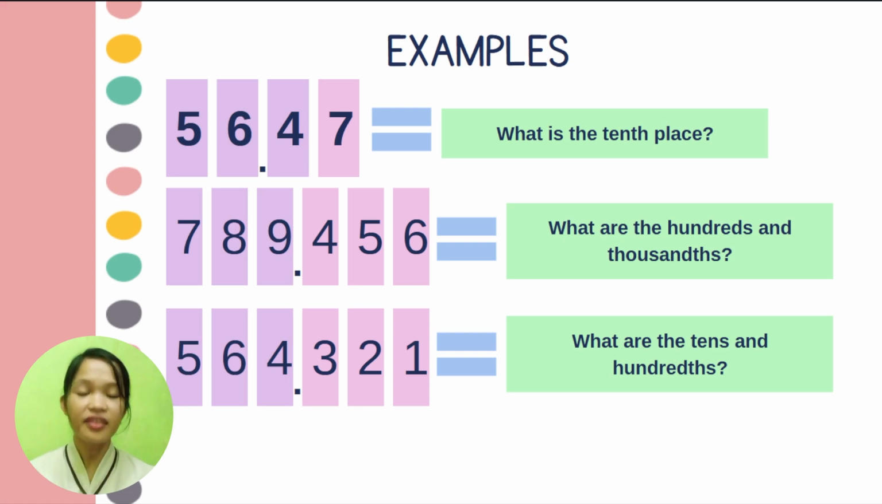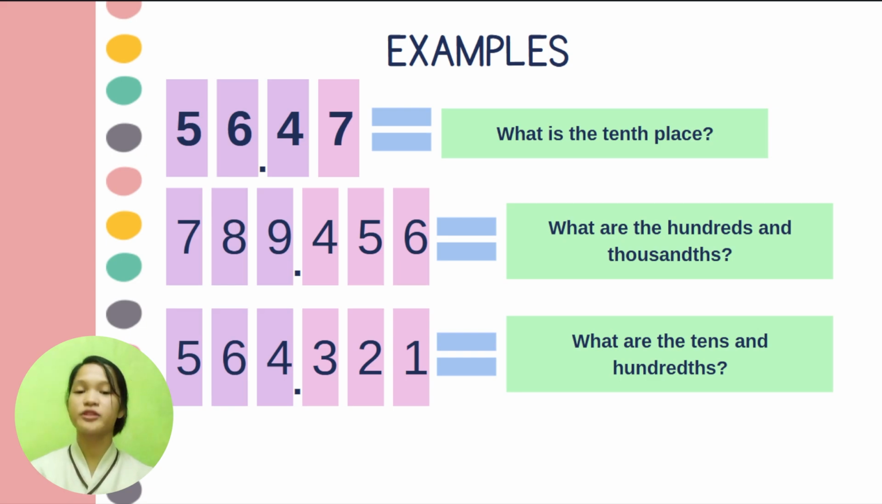Very good. The tenths place is the first digit after the decimal, which is 4. Another example, 789.456. Can you help me identify what is the hundreds and thousandths place? Very good. The hundreds place is the first digit before the decimal, which is 7. And the thousandths place is the third digit after the decimal, which is 6.